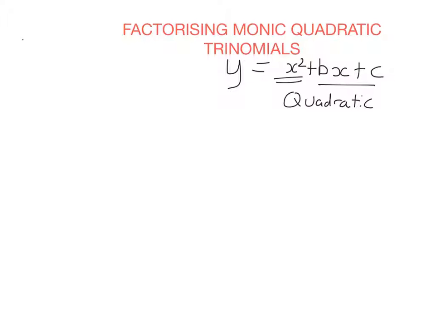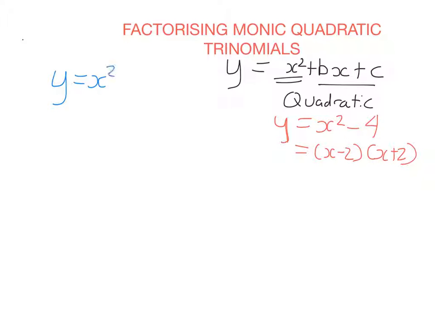Now you've actually done these before. So last lesson we did difference of two squares, for example. So you know now how to factorize y equals, say, x squared minus 4. That's just x minus 2, x plus 2, right? That's actually a quadratic. But what we're going to look at today are quadratic trinomials, meaning they have three terms. So you're going to factorize things like y equals x squared plus 7x plus 12. So we're going to go through things like that.